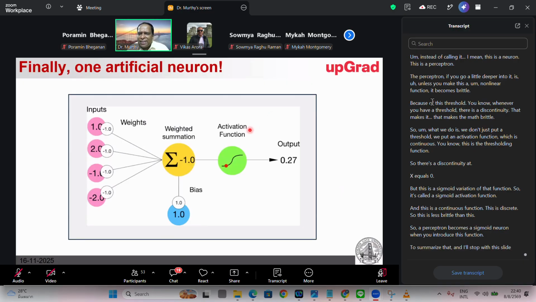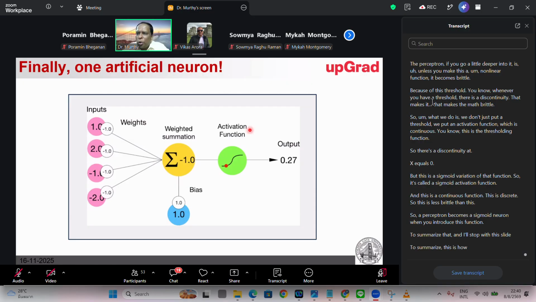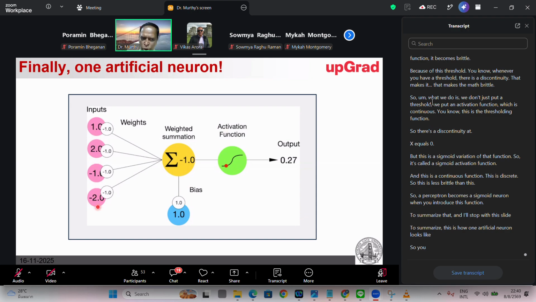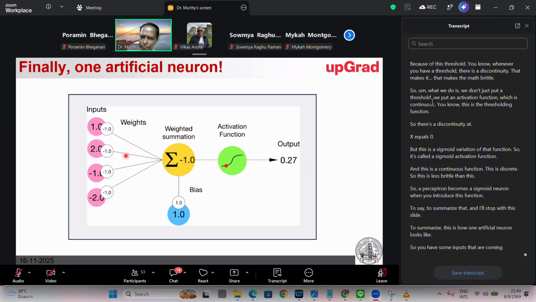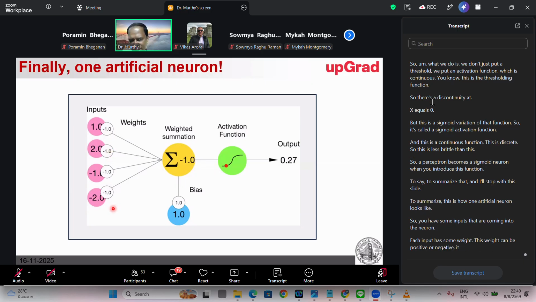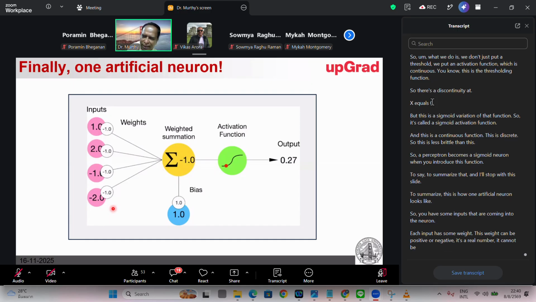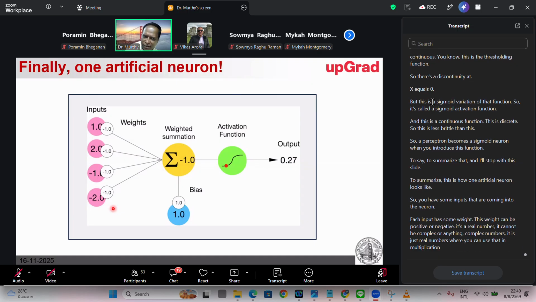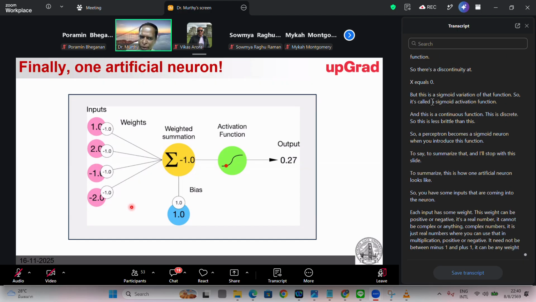This is how one artificial neuron looks. You have some inputs coming into the neuron. Each input has some weight. This weight can be positive or negative. It's a real number. It cannot be complex. It is just real numbers that you can use in multiplication, positive or negative. It need not be between -1 and +1. It can be any weight.